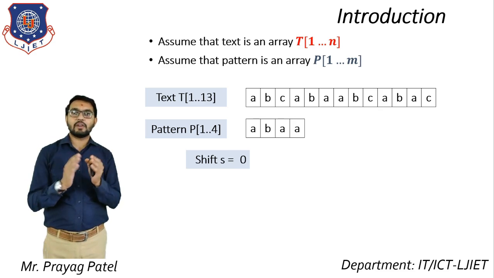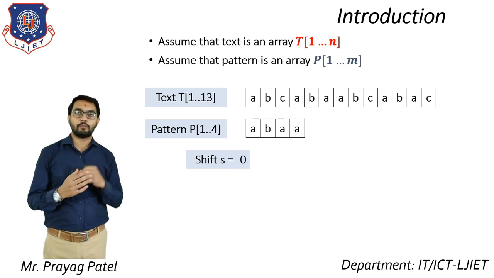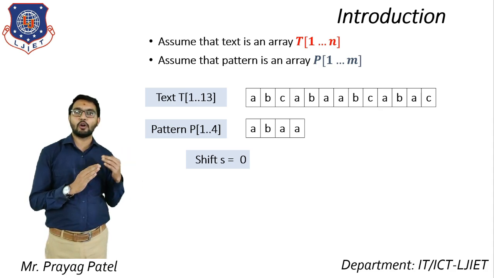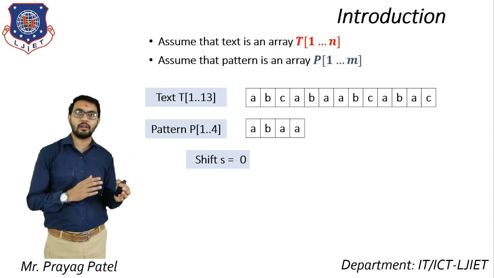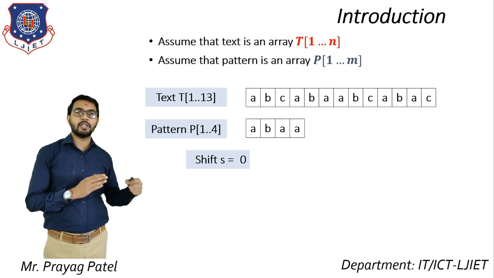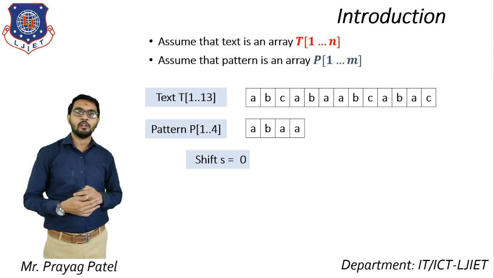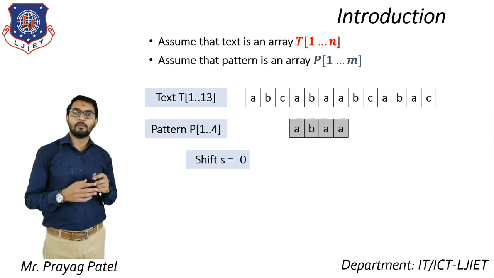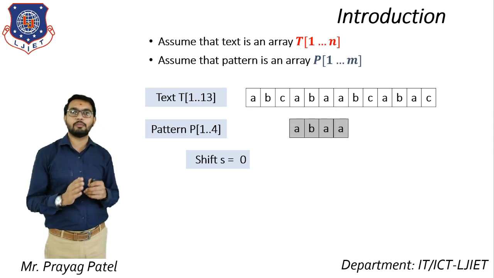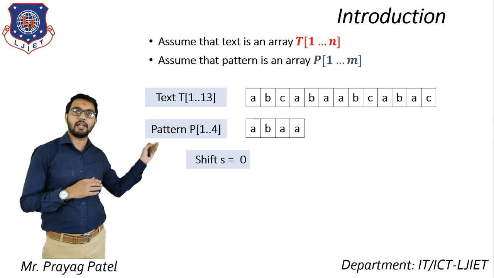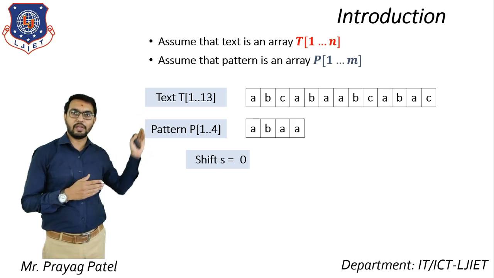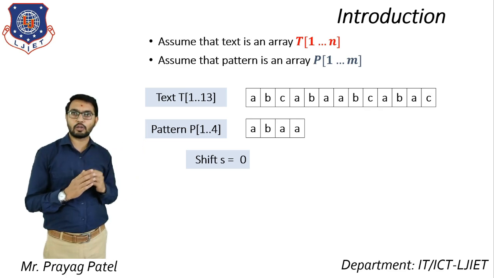Here consider a variable called shift, s, equal to 0. Initially s equals 0. If we do not shift the pattern at all, initially no pattern is shifted, so s equals 0. When we shift the pattern to the right side, the shift value s equals 1, 2, 3 and so on. Initially s equals 0. We match the pattern with the first 4 characters of the text. Here compare A with A, then B with B, then C with A. But here it does not match, fine.